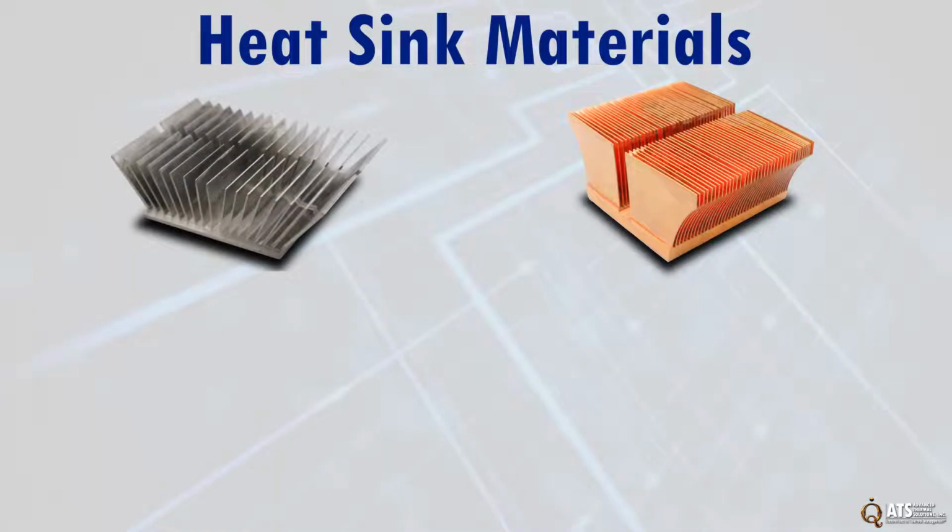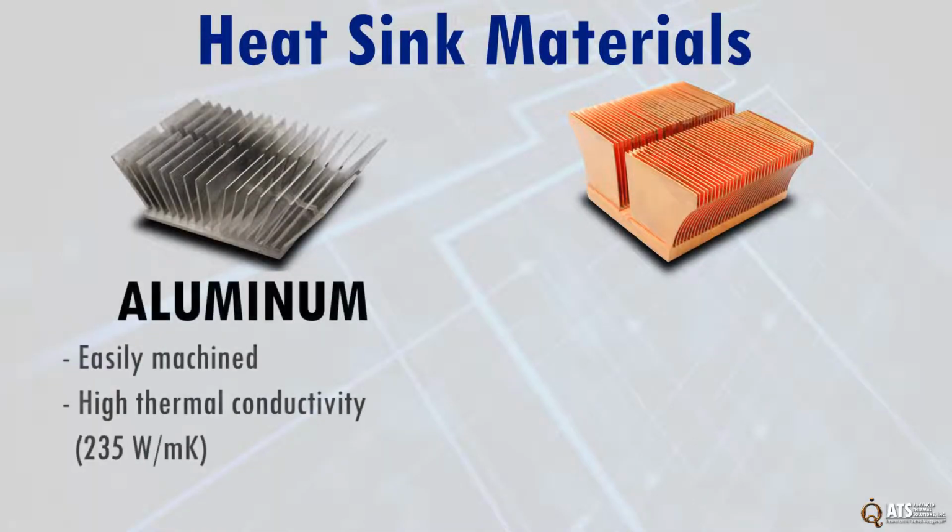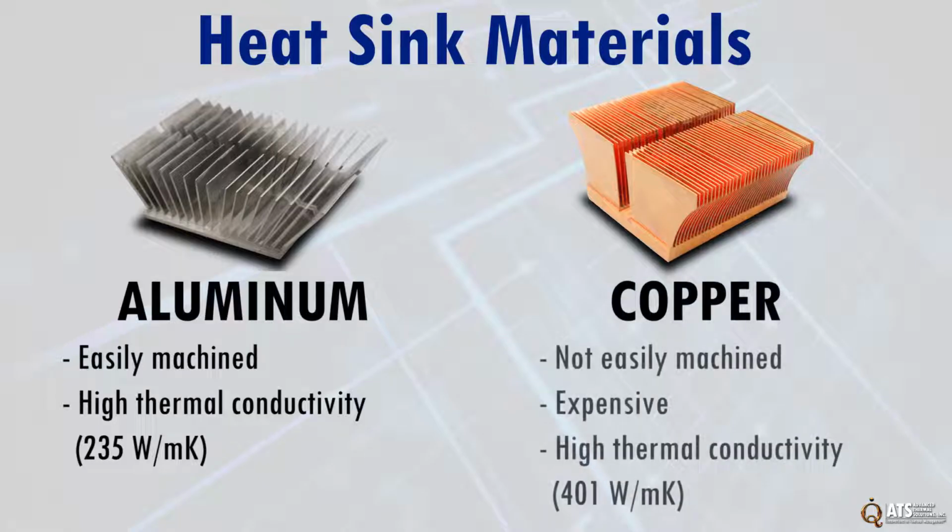The most common material used for a heatsink is aluminum due to its high thermal conductivity and its ability to be machined easily. Copper is sometimes used because of its thermal conductivity, which is nearly double that of aluminum, but it's more expensive and less machinable.